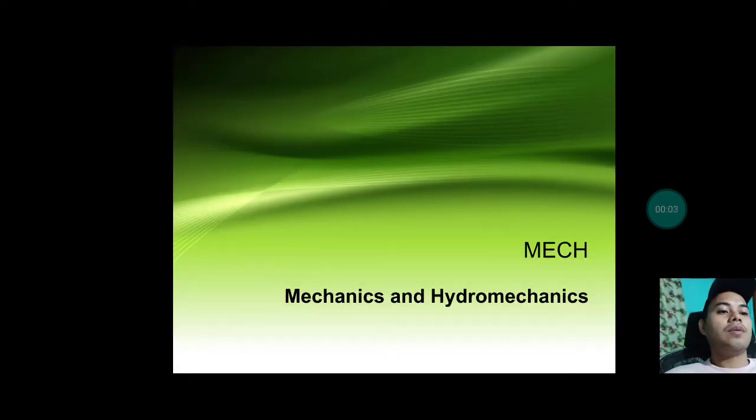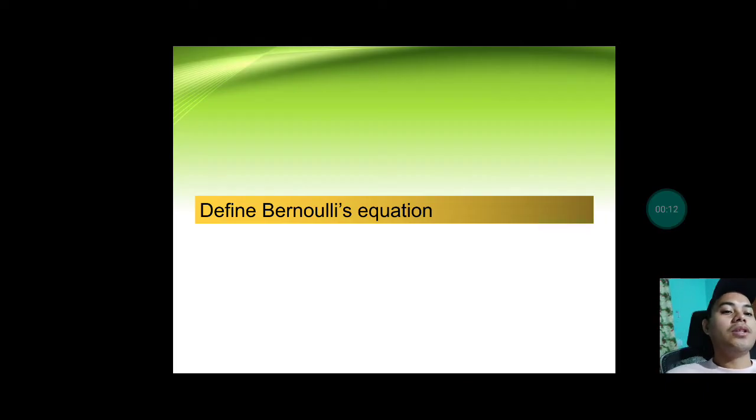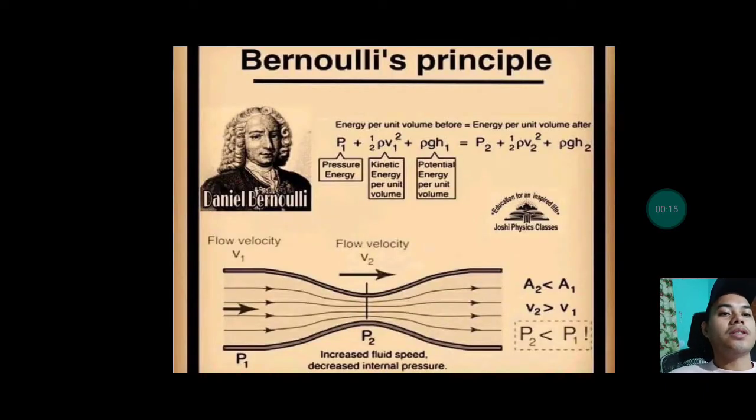Okay, good day. So we will be having a discussion about mechanics and hydromechanics. We will be focusing on Bernoulli's equation. Bernoulli's equation is the sum of the pressure energy, kinetic energy, and the potential energy. As you can see in the formula, we have pressure energy P1, kinetic energy 1/2 ρ (density) times velocity 1 to the power of 2, plus the potential energy, which is density times gravity times height.